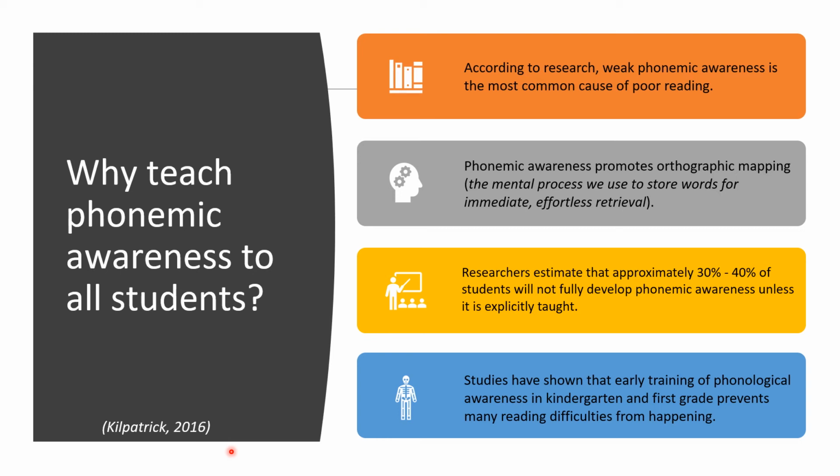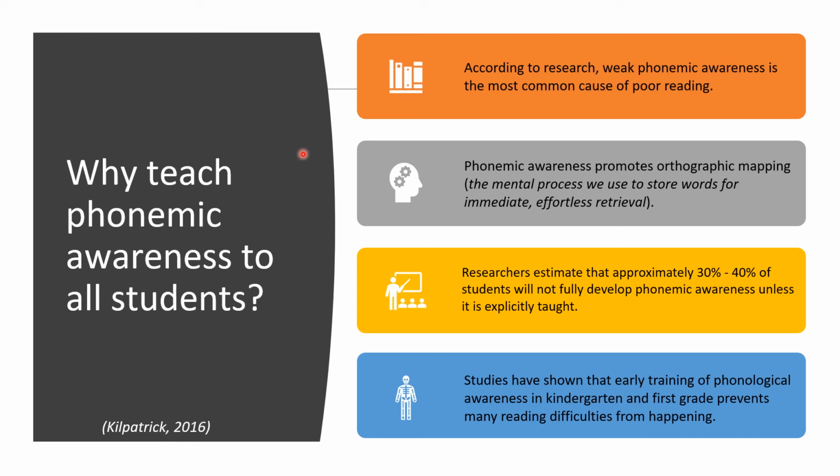And so all of the evidence that I'm citing here is from Kilpatrick's book. He's really synthesized all of the reading research and has written a great book that explains it in a practical way, so teachers can take that information and use it to help their students. So let's dive in. According to the research, weak phonemic awareness is the most common cause of poor reading. So if we know weak phonemic awareness is going to cause poor reading, then it makes sense that we should be giving phonemic awareness activities to all students to strengthen their phonemic awareness, because it is such an important part of the reading process.